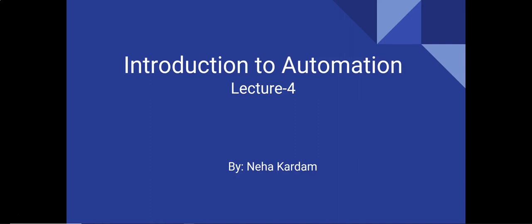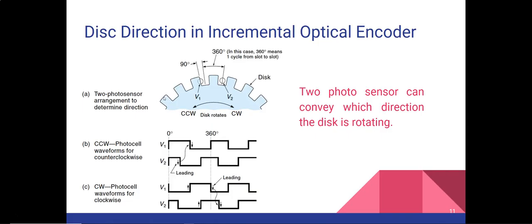In this lecture we are going to learn about disk direction in incremental optical encoder. So here this picture shows the disk direction in incremental optical encoder. And these are the two waveforms in two different directions. This represents the counterclockwise direction, and this one is for clockwise direction.